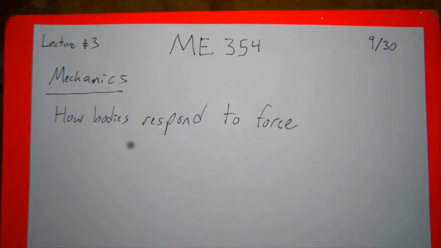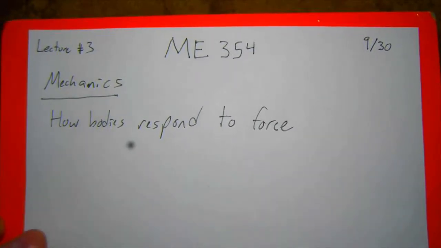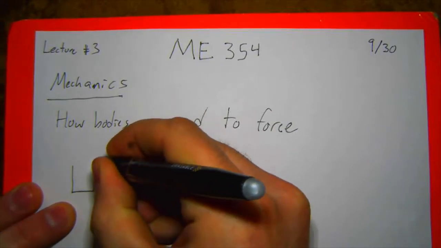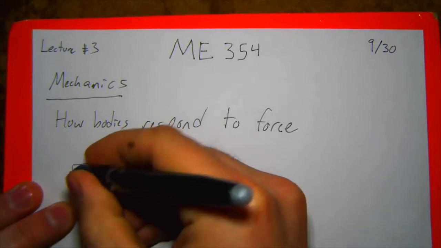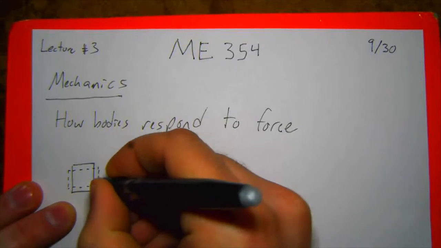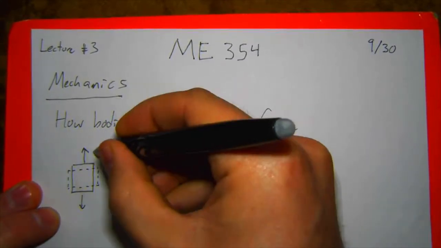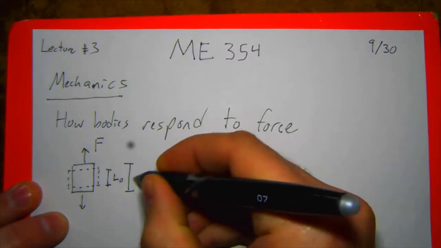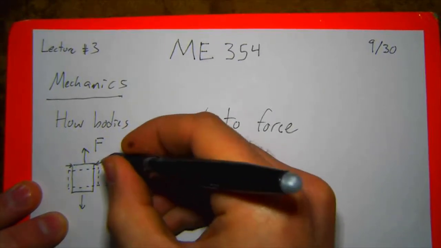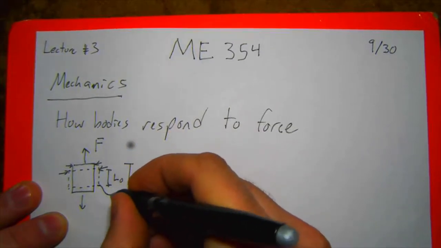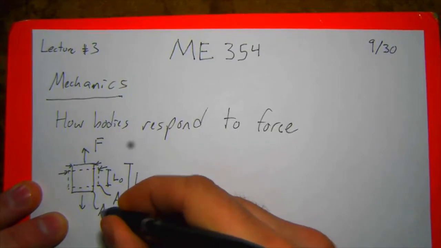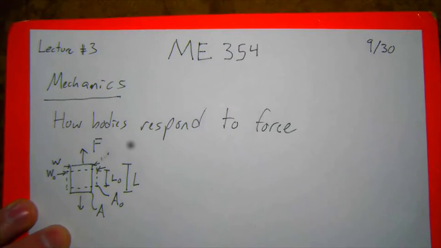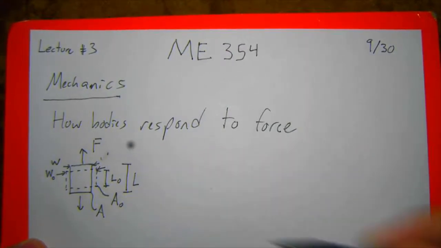So you should have seen at some point, hopefully, the response of a material to an applied stress. So if I have a body, say, some shape here, and I apply a uniaxial tensile stress to that body, let's draw this out like this. I apply a uniaxial tensile stress to that body with some force F. This initially has some length L naught, some final length L, some initial width and some final width, some initial area, some final area. Let's call this A naught, let's call this A. W naught.